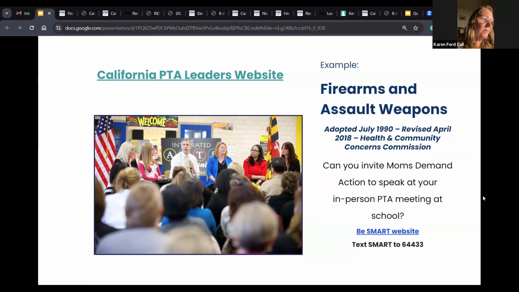You have to be careful. For example, if our PTA newsletter ends up on the School Loop website, then think about what it is that you're putting in that newsletter that ends up on something that's school property. Basically, do not use resources that are funded by school district funds to campaign for things.